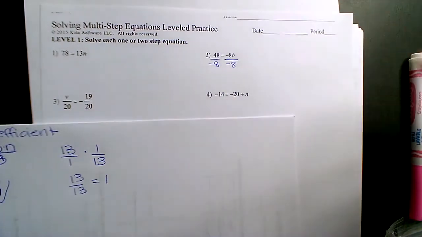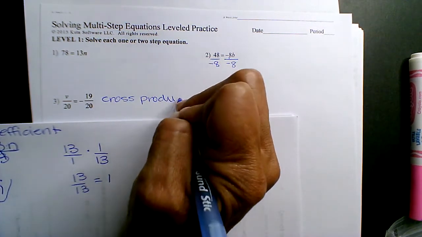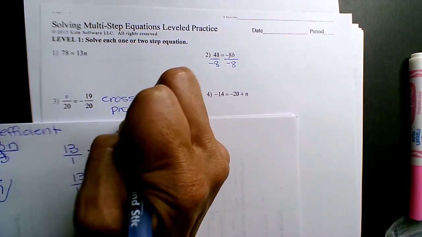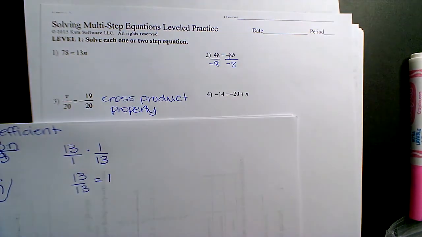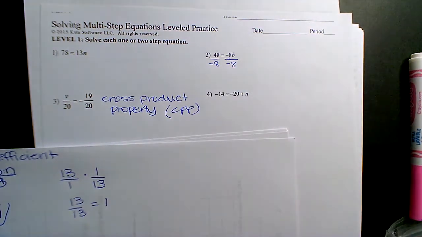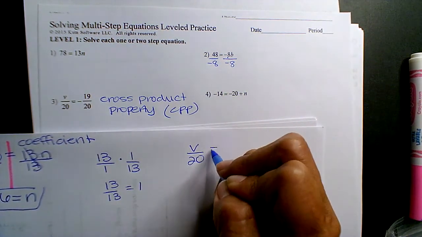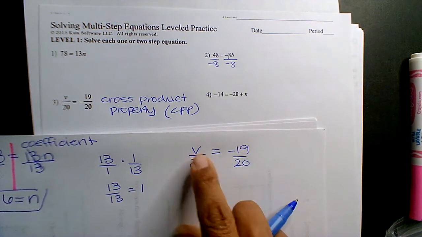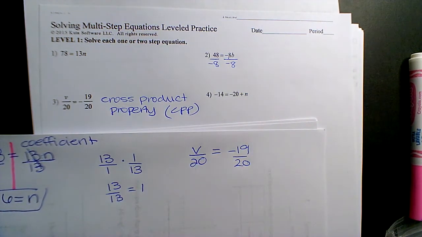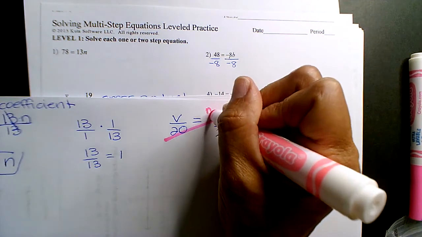All right, number 3. You guys were taught, honestly, I want to say you first learned this in 4th grade, and then you saw it a few more times. Cross product property, which is really long, so CPP works as well. Cross product property means that if you have 2 ratios set equal to each other, so this is a fraction, that's a fraction, or ratio, you can multiply diagonally. Remember that?